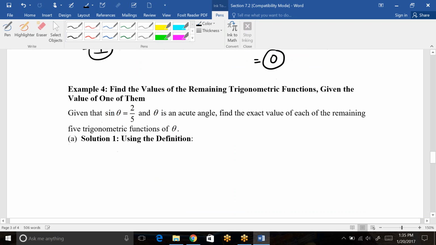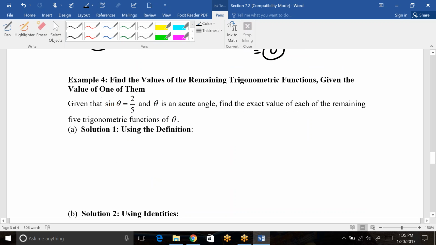Okay, this next one, example 4, we're going to solve it 2 different ways just to show you that there's multiple ways you could approach these problems. So it says, find the values of the remaining trig functions given the values of one of them. And we know that sine theta is 2 over 5, and it's an acute angle. So that means that it's obviously not referencing the right angle part. So if I make this my theta, sine says it's opposite over hypotenuse. So opposite of theta is 2. Hypotenuse is over here across from 90.